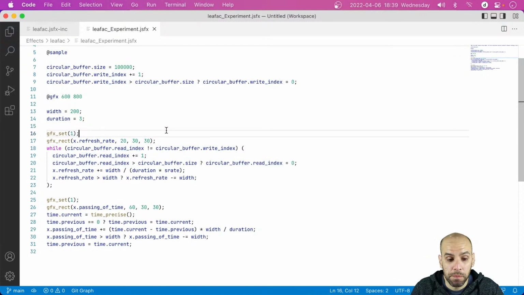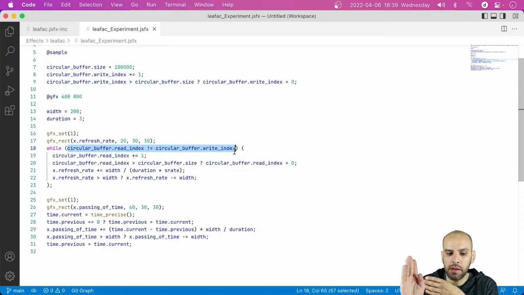And the idea that I have is, instead of just trying to make the read index catch up to the write index, I will also impose a limit on how many samples I can read, and this limit is going to be based on the time. So I will need to have this notion of time.